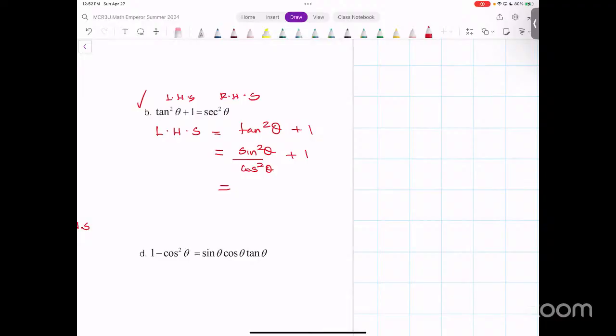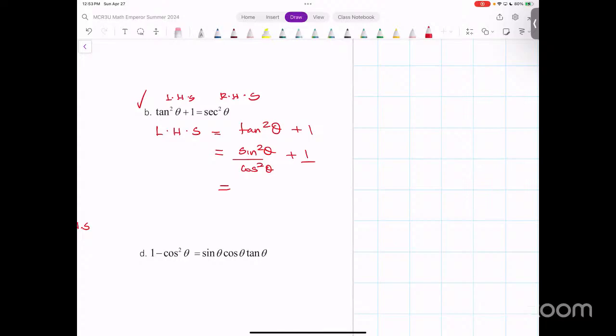Do we have fractions here? Sine squared theta over cos squared theta, isn't it? Do we have a fraction? How do I simplify the fraction? If I want to add two fractions, what do I need to do? What is the first step? Common denominator.